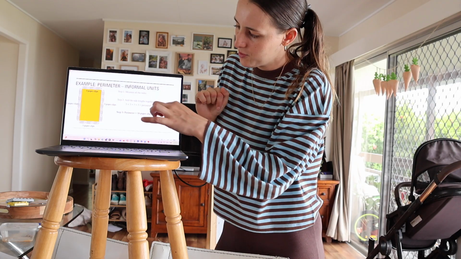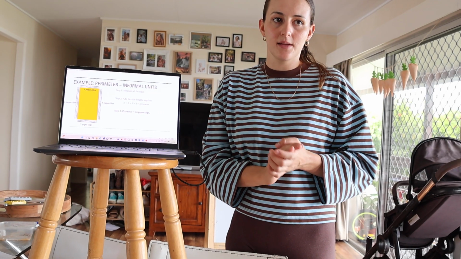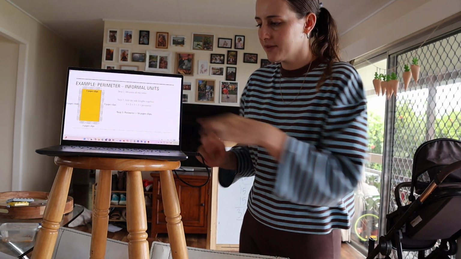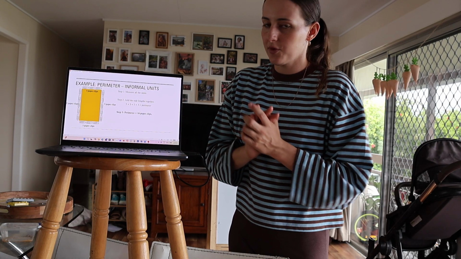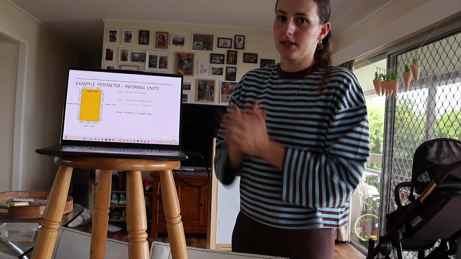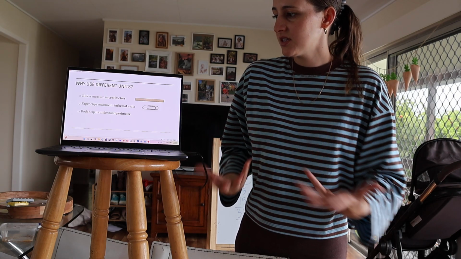So if we are to add them all together, that will give us the perimeter, which in this case is 16 paper clips, okay? And we have to make sure we put our unit of measurement. So for this one, we use paper clips. So we've written 16 paper clips, okay? Now, why do we use different units? We use them because both can help us understand the perimeter of a shape, okay?